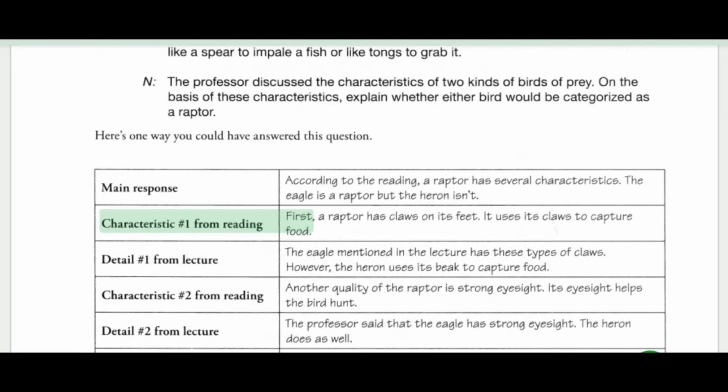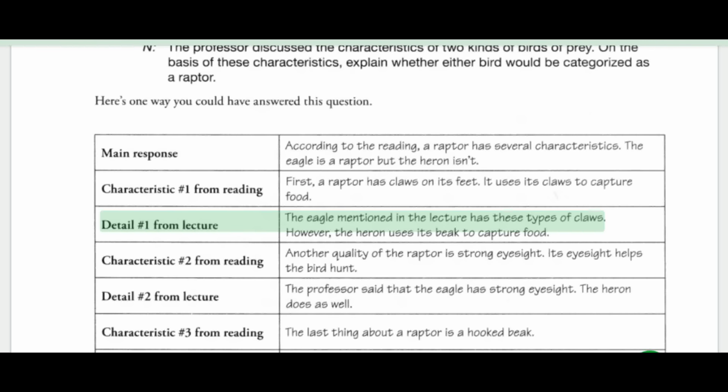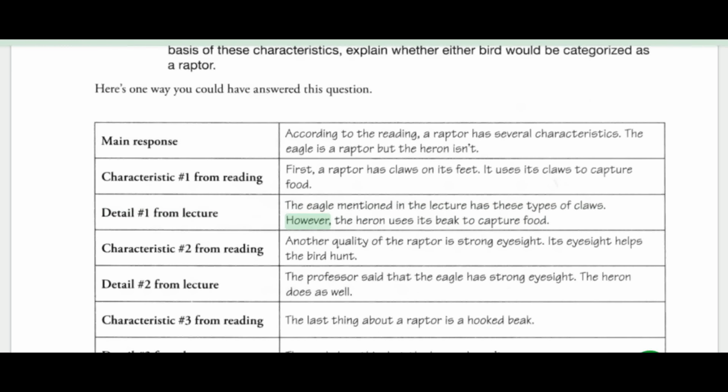Characteristic number 1 from reading: first, a raptor has claws on its feet. It uses its claws to capture food. Detail number 1 from lecture: the eagle mentioned in the lecture has these types of claws. However, the heron uses its beak to capture food.